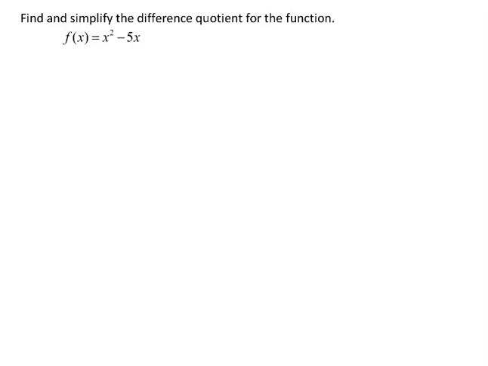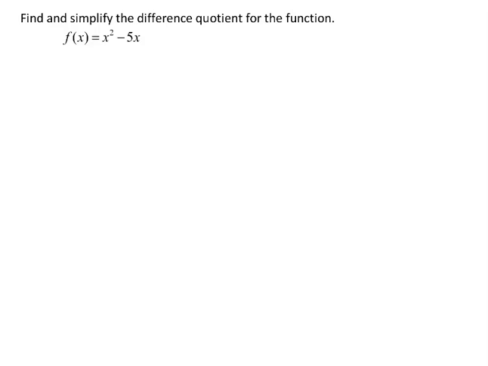Find and simplify the difference quotient for the quadratic function f of x equals x squared minus 5x. So the difference quotient is just our average rate of change from chapter 1 for two more generic points. So instead of having specific numbers that we're looking at for our average rate of change interval, we're looking at our function from x to x plus h.